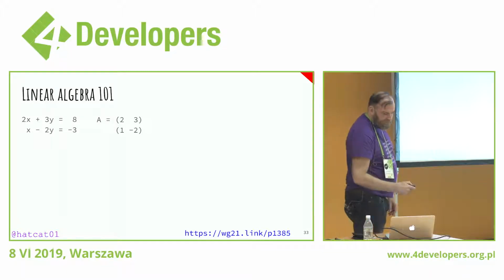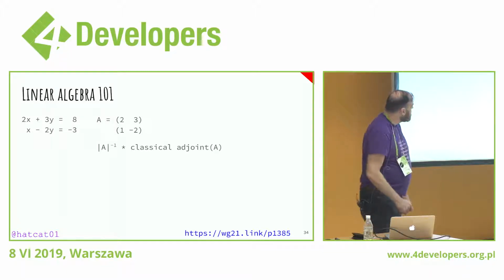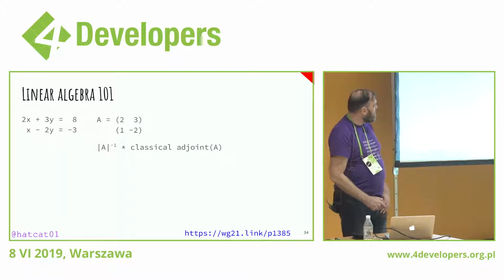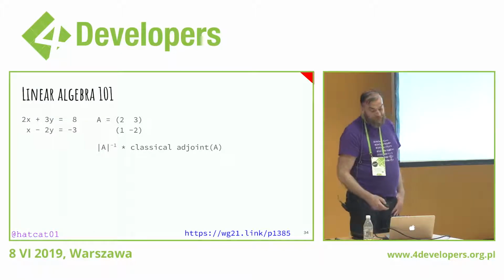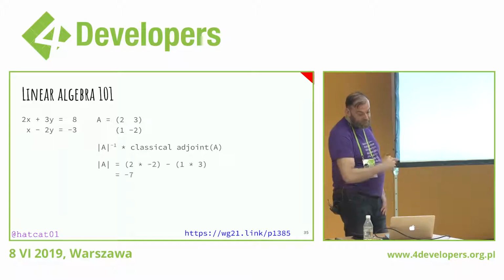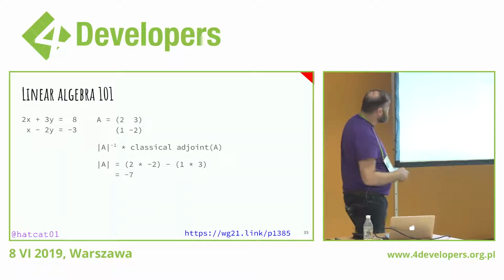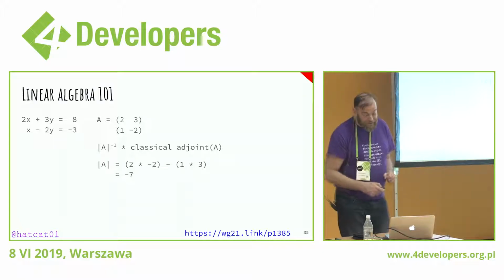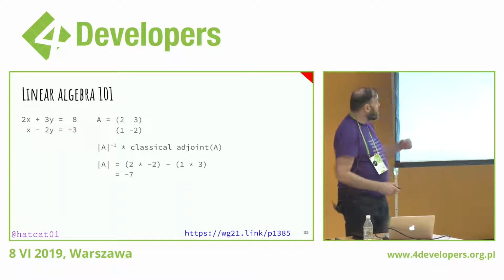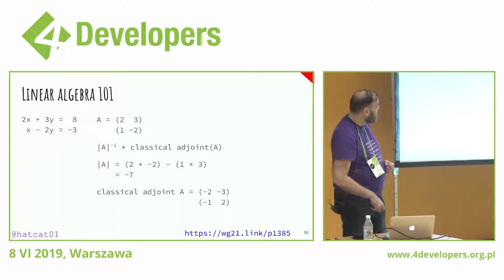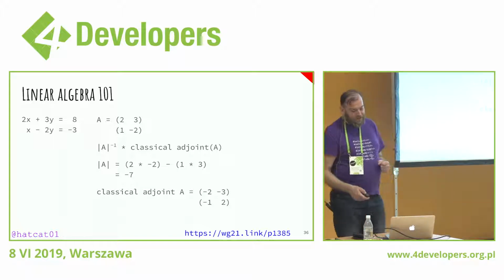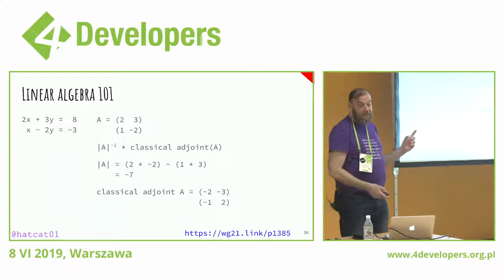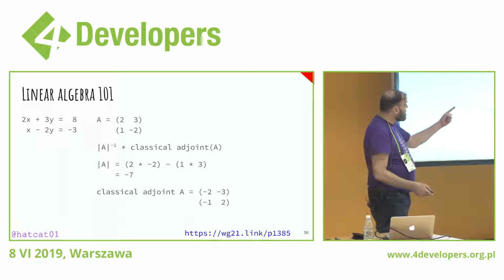There's our matrix A. So the inverse is the inverse of the determinant times the classical adjoint for a square matrix. Now, these are trivial to calculate for 2 by 2 matrices. So the determinant is -7. The classical adjoint is evaluated by swapping the elements of the leading diagonal and swapping the signs of the other diagonal.